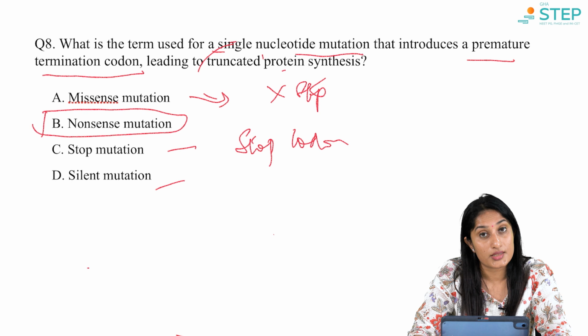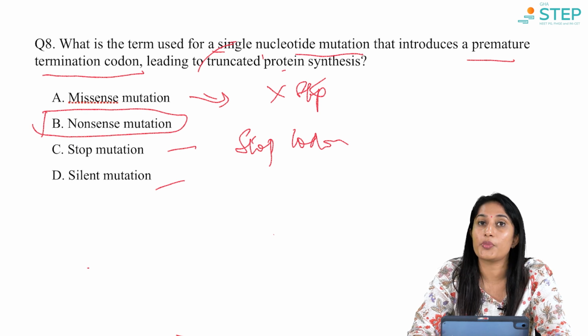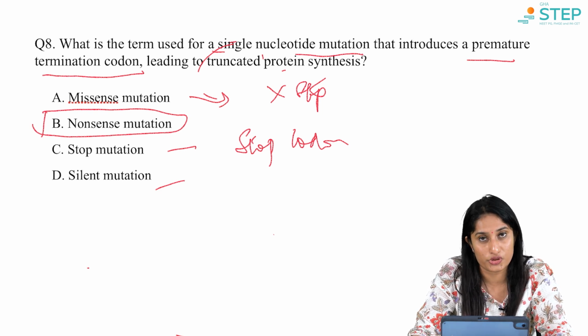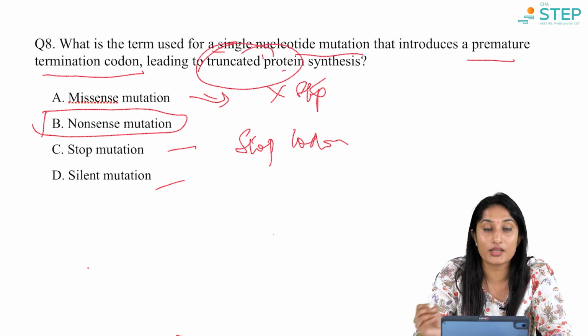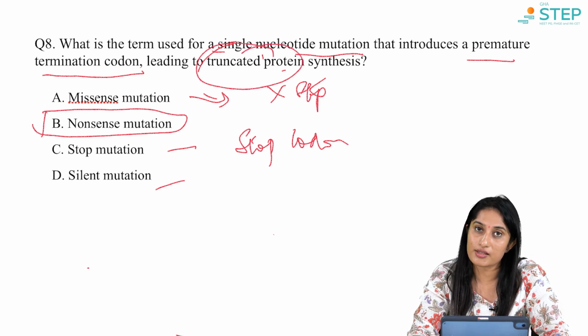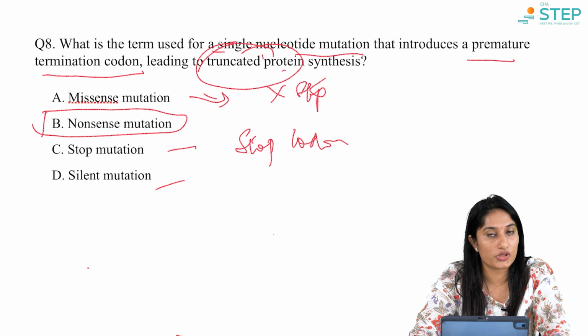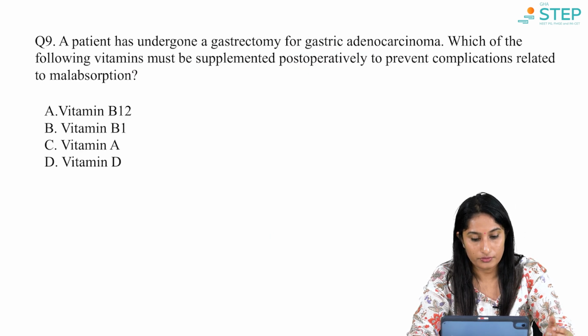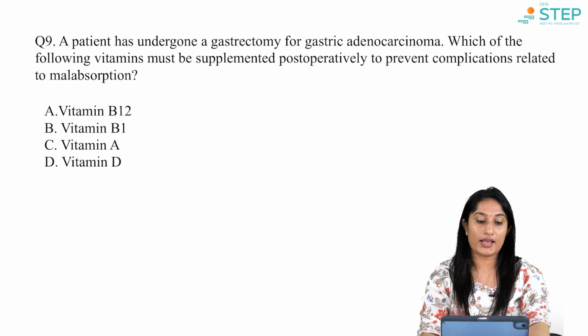Silent mutation: a single nucleotide change is seen, but it is not going to cause any effect on protein synthesis. Even if the mutation has occurred, protein synthesis is not affected, or at least not going to give a remarkable change. So that is not a silent mutation, because we are getting a truncated protein. Truncated protein, premature termination, remember, it is nonsense mutation. Right, let's go on to the next question.